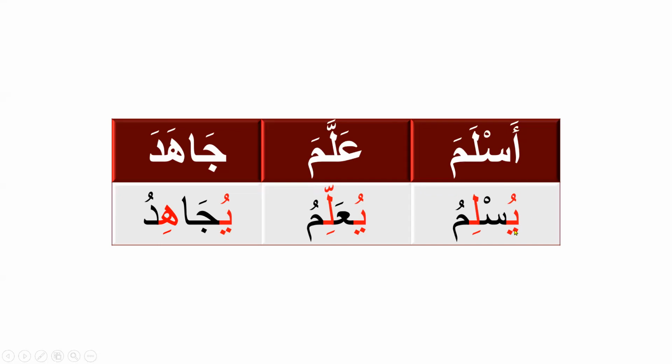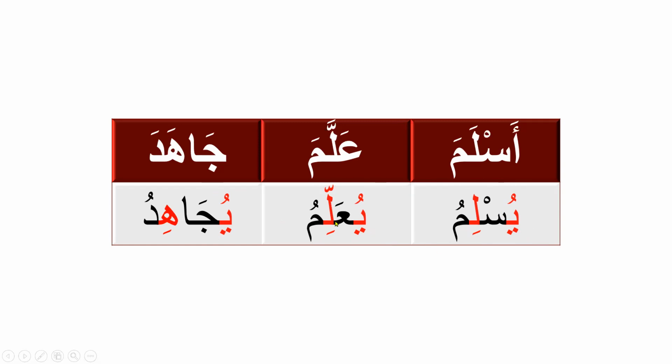Look at the Mudari form of these three families. Alhamdulillah. Aslama, Allama, Jahada, they all have the fathas, right? The Madi of all these three families have the fathas. Okay? But look at the similarities in the Fi'l Mudari as well. The first letter has a Dhamma, and the third letter has a Kasra.